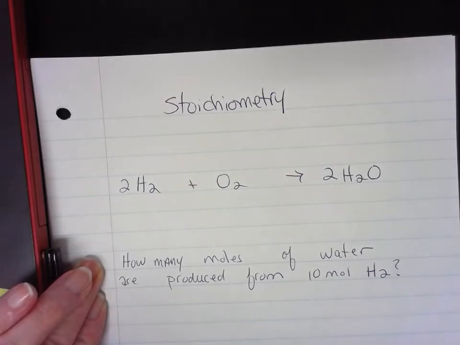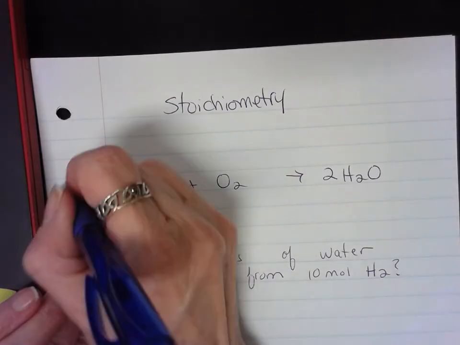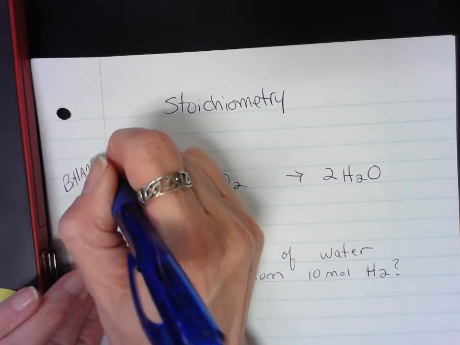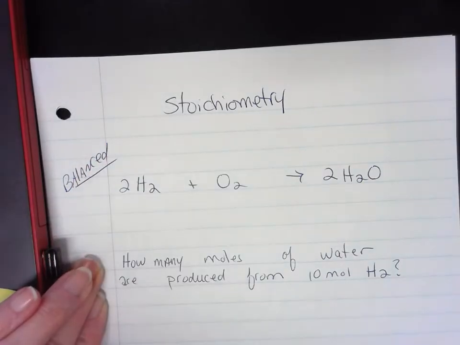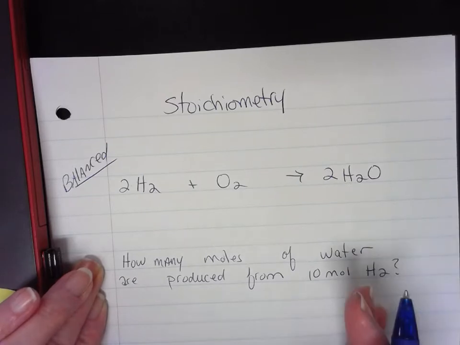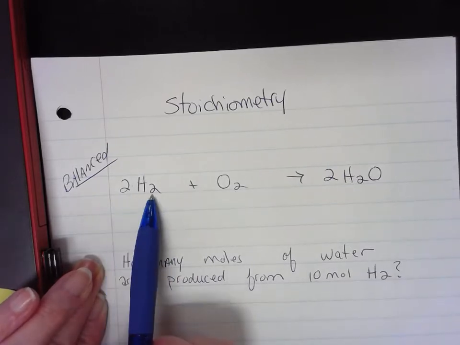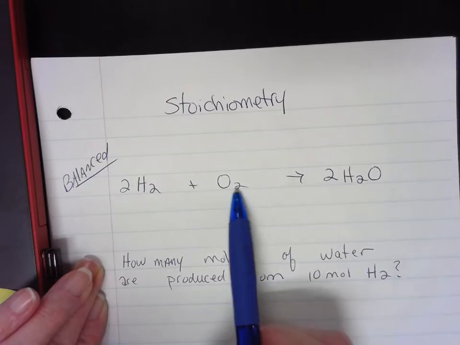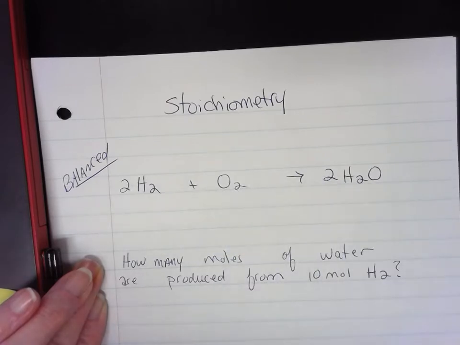You have to have a balanced equation. Has to be balanced. So before you do a stoichiometry problem, don't ever trust that that equation is balanced. Always double check. 4 hydrogens, 2 oxygens, 2 oxygens. So we're balanced. That makes it easy for us.